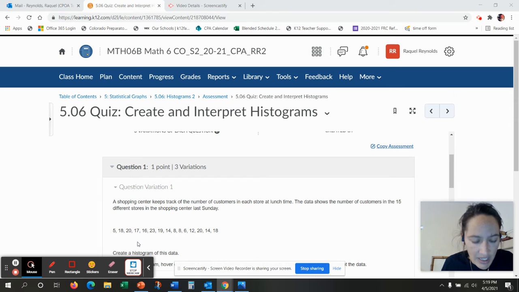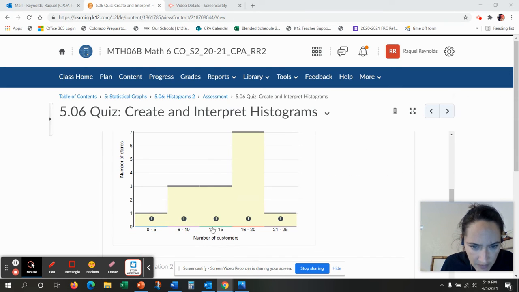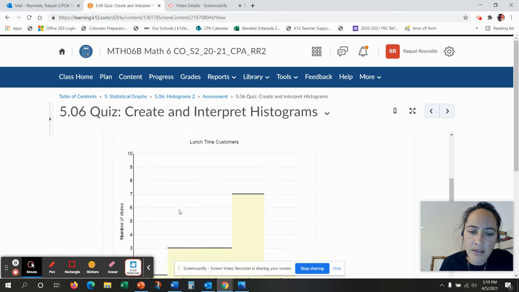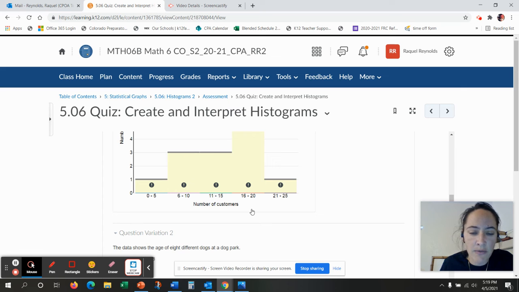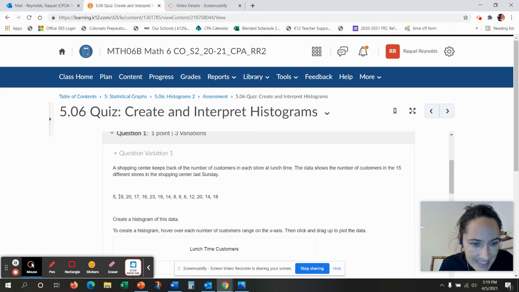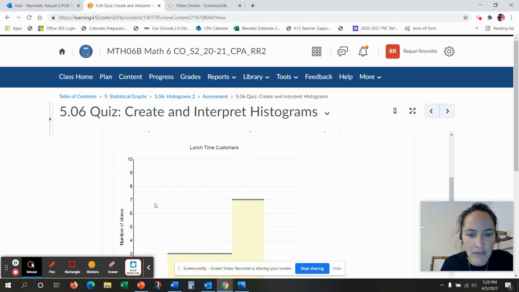So how many stores had between 11 to 15? It says 3. That means up here in the data, between 11 and 15, there should only be 3 points. Let's see, 12, 14, 14. So there's the 3 points. Okay, between that range, between 11 to 15. Between 16 and 20, so there's 7. Let's see, 16 and 20. So 1, 2, 3, 4, 5, 6, 7. Okay, 7. Perfect.